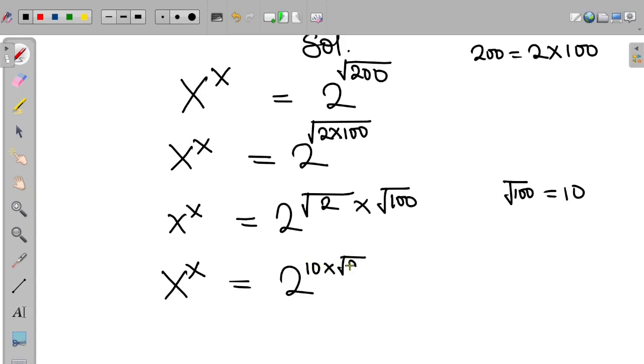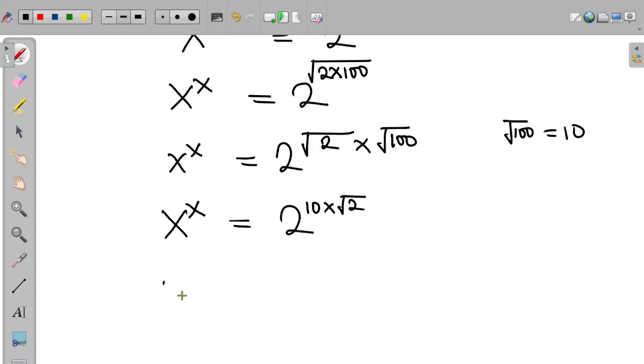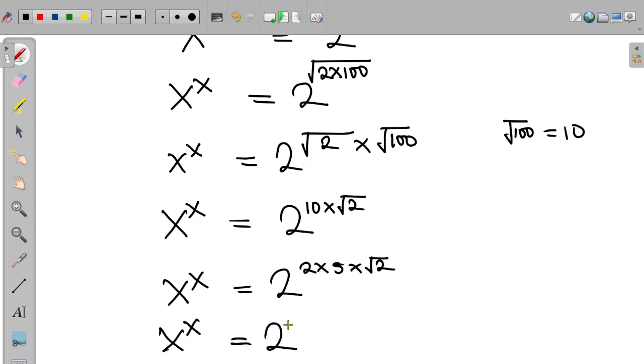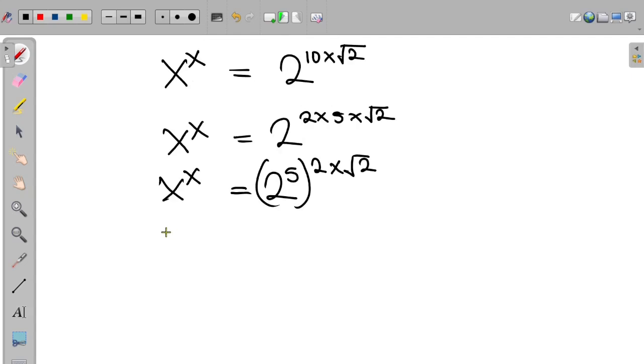times root 2. So we have it that x to the power of x is equal to 2 to the power of 2 times 5 multiplied by root 2. So x to the power of x is equal to 2 to the power of 5 all to the power of 2 times root 2. So we have it that x to the power of x is equal to 2 to the power of 5, which is 32. So we have 32 all to the power of 2 times root 2.